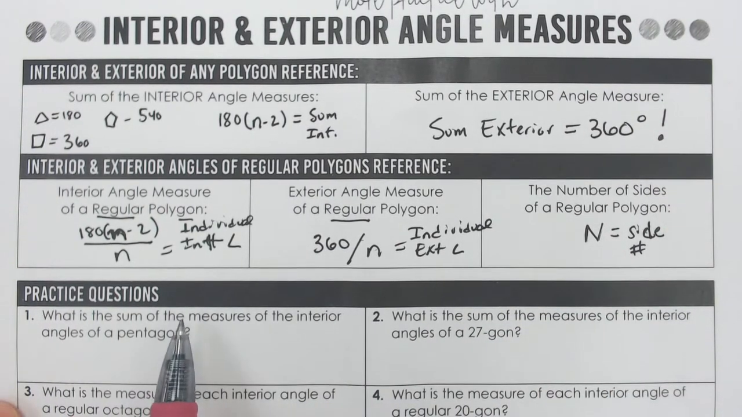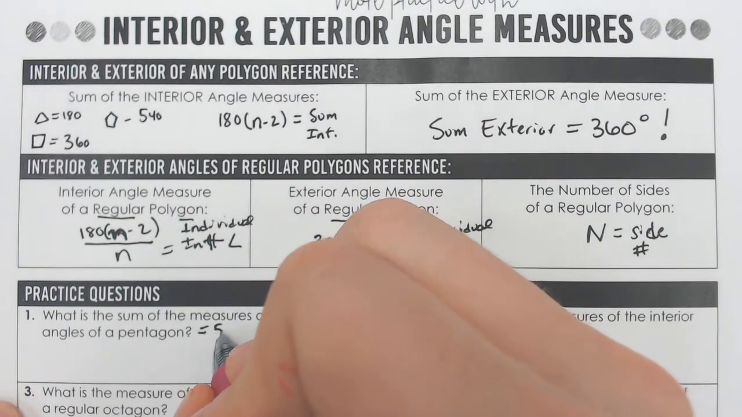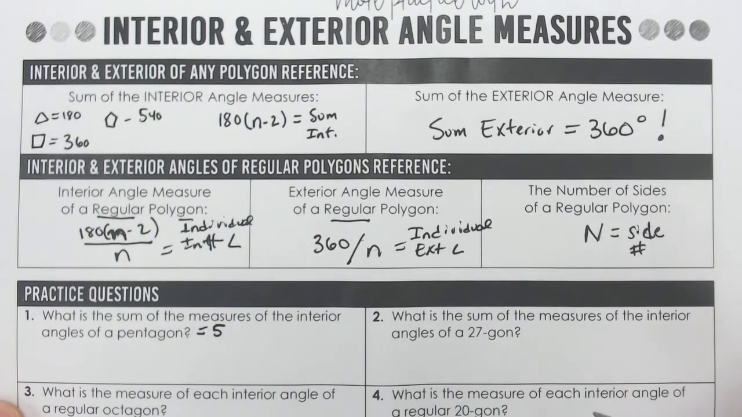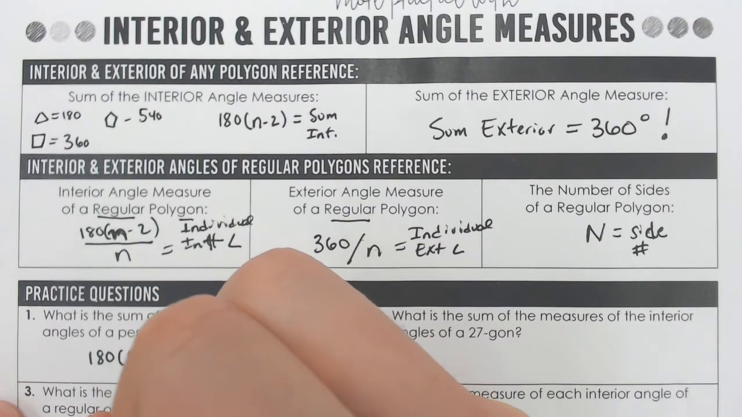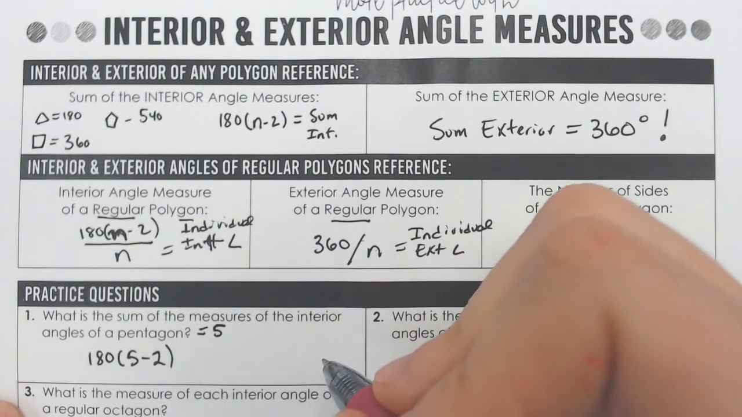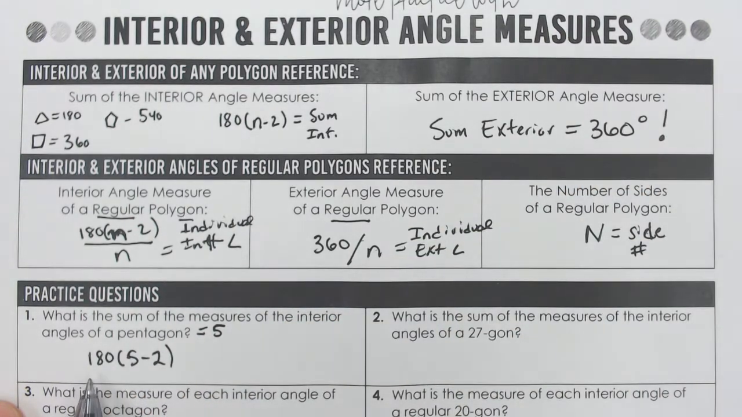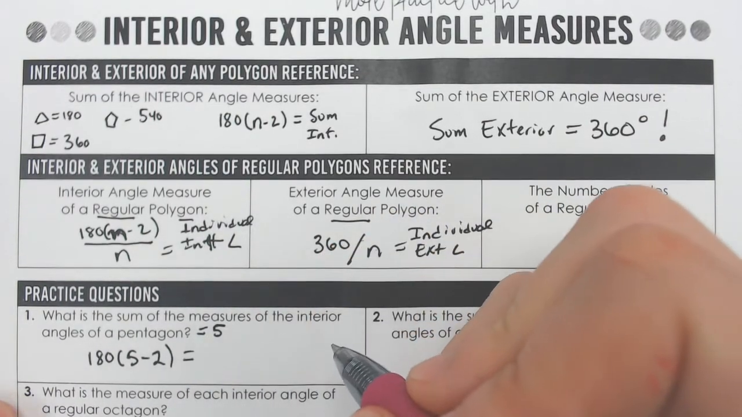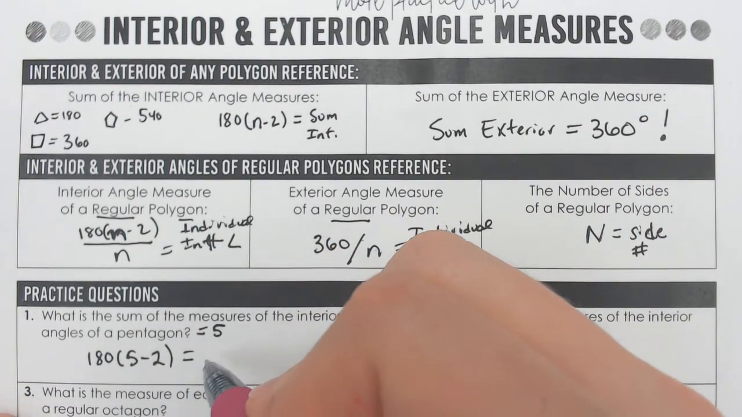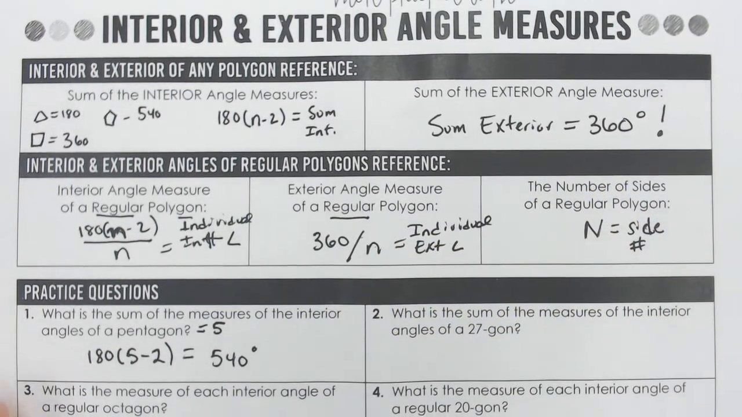So what is the sum of the measures of the interior angles of a pentagon? Well, a pentagon has 5 sides. So for the sum of the interior angles, my n is going to be 5, and I do 180 times (5 minus 2). Sorry for the beeping. And if I do 180 times 5 minus 2 in my calculator, or 180 times 3, I get 540 degrees. And that's it.